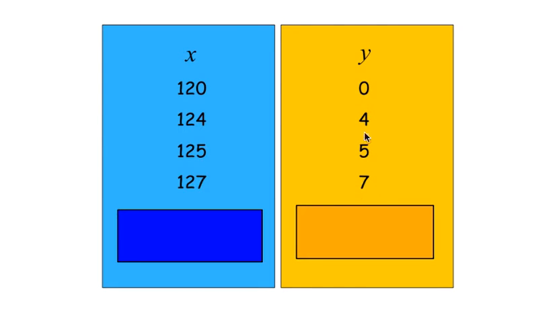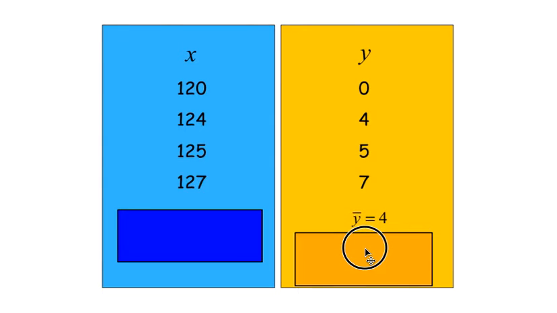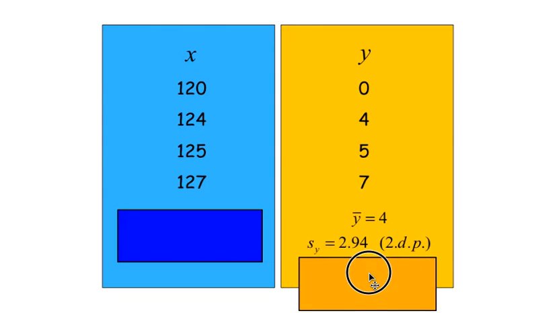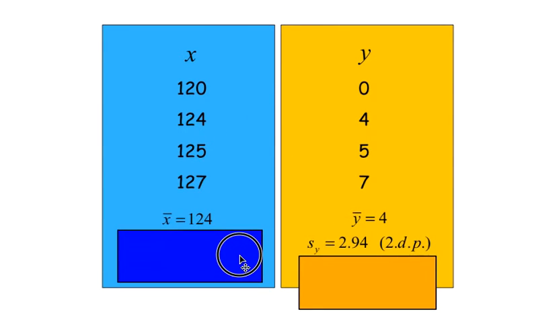Now let's imagine that we took the mean of these Y values. That would come out as being 4, and the standard deviation for those values would come out as being 2.94. Now let's have a think about what we would expect the mean to be then for this original set of data. Well, hopefully it's fairly intuitive to see that if each bit of data has got to have 120 added onto it, that the mean must also have to have 120 added onto it, so it would make it 124.